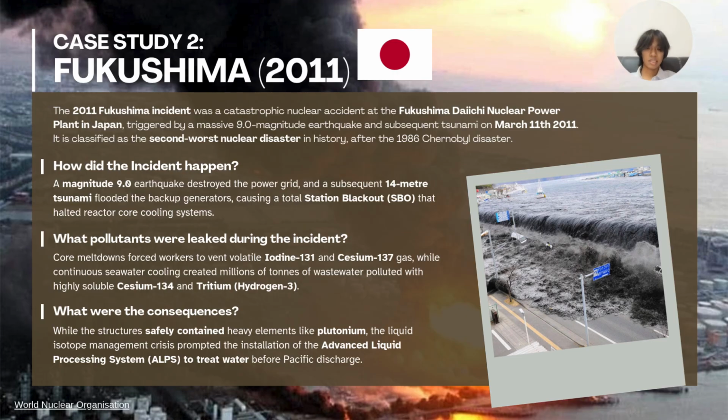So from this incident, they learned to create a structure that can safely contain heavy elements such as plutonium and liquid isotope. The installation of an advanced liquid processing system to treat water before precipitate discharge was created as well. And from this incident, they learned to take as much precaution as possible, so that if another earthquake or tsunami happens, this massive disaster could be prevented.